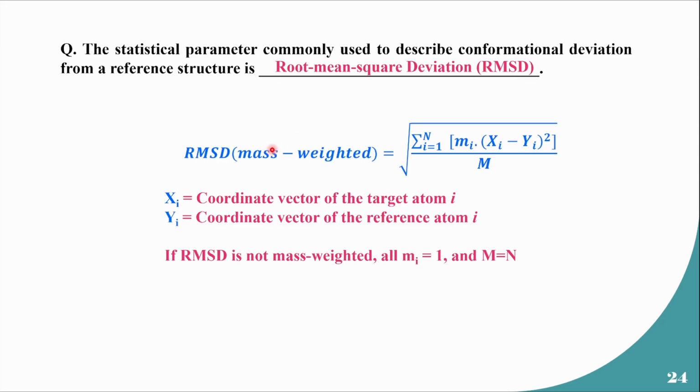Now this one particularly is a mass weighted RMSD. So that is why you have this mi and then its total M term here. That is because it is a mass weighted RMSD. Now if you just calculate the non-mass weighted or the standard RMSD, then what will happen is that in that case, for all of the mi combined, that will give you the total capital M here. So these terms will basically get crossed out in a way.